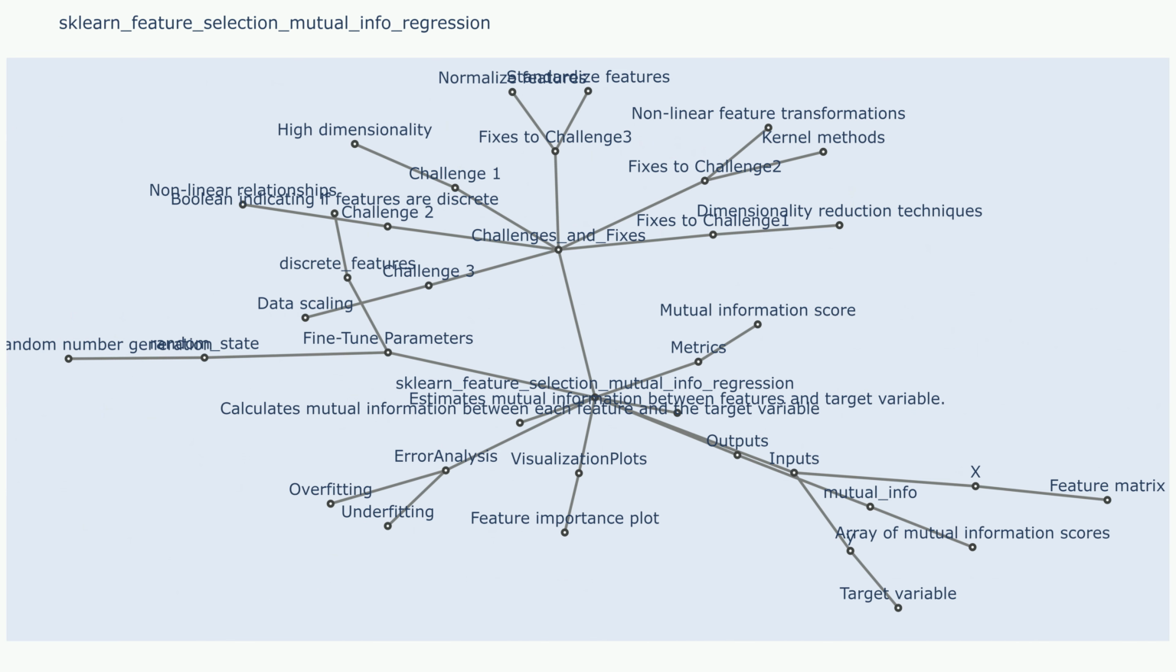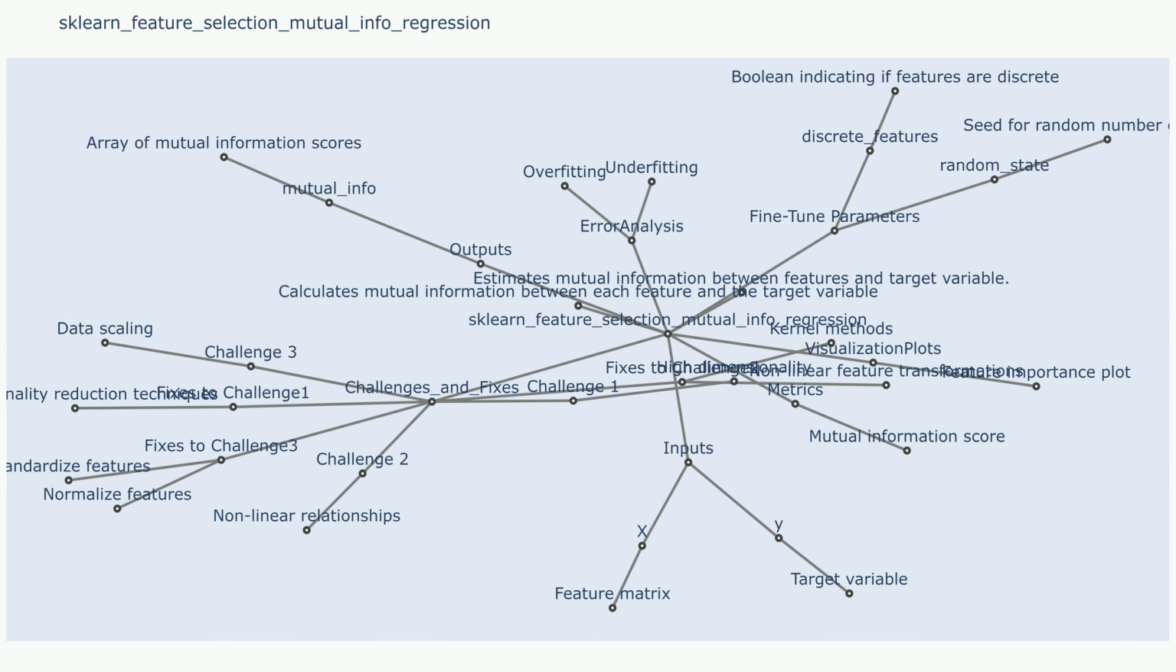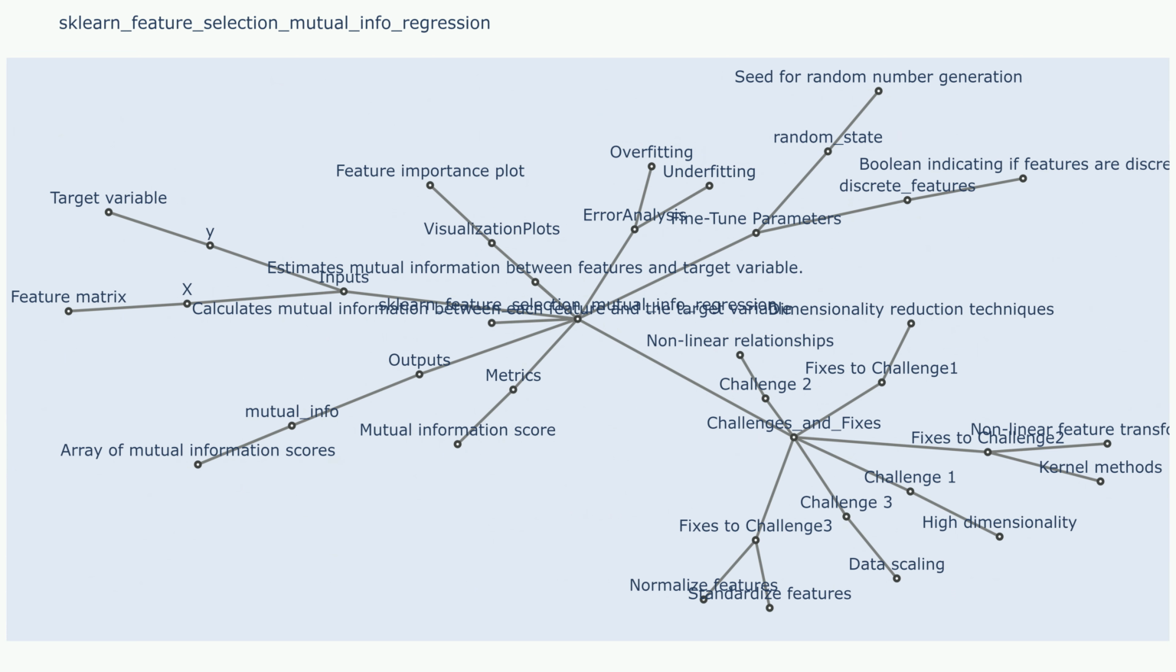Fine-tune parameters. Discrete features: a Boolean array indicating whether each feature is discrete (true) or continuous (false). This parameter is used to select the appropriate entropy estimator for discrete features. N neighbors: the number of neighbors to use for the k-nearest neighbor estimator. This parameter is used for estimating the entropy of continuous features.